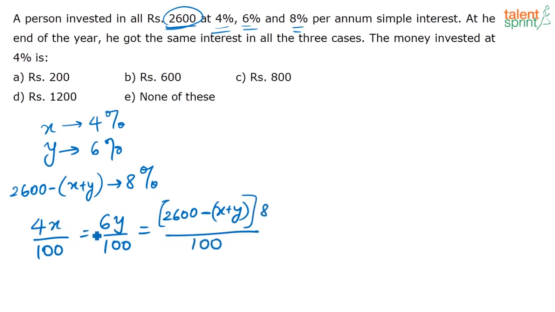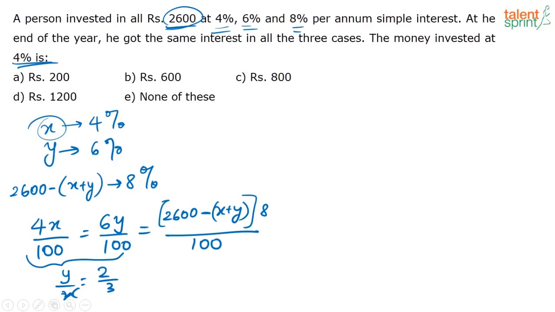So, from this we can find out a relationship between x and y, correct? If you take only the first two, what can you say? The 100 gets cancelled, so 4x is equal to 6y, or y by x is equal to 4 by 6, that is 2 by 3. So, y is to x is 2 is to 3. Now, let us try to convert everything in terms of x, because they have asked what is the money invested at 4%. So, what is the money invested at 4%? It is x.